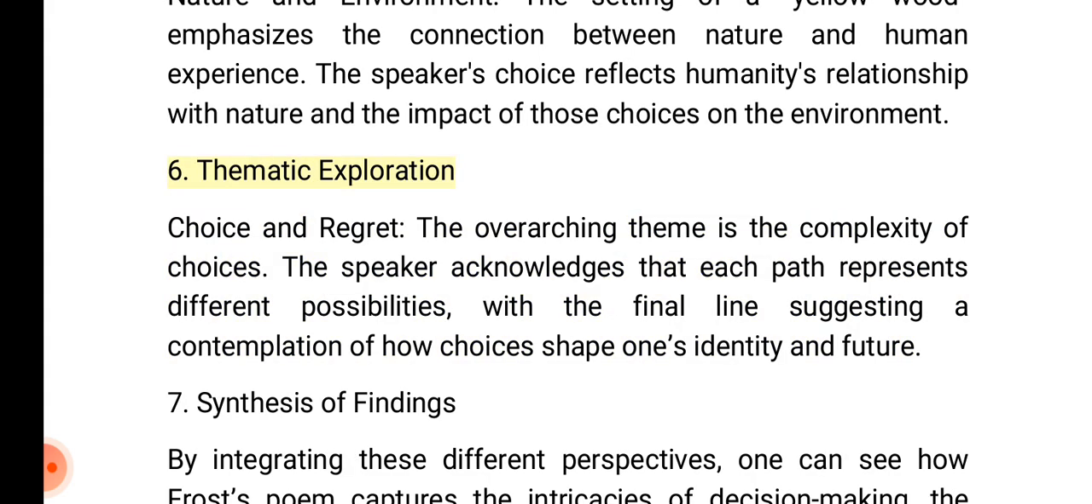6. Thematic exploration. Choice and regret. The overarching theme is the complexity of choices. The speaker acknowledges that each path represents different possibilities, with the final line suggesting a contemplation of how choices shape one's identity and future.